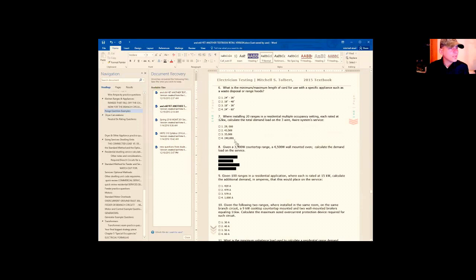If you had a question just like that with a 3,500 watt countertop range and a wall-mounted oven, what would be the demand load on the service for those 2 ranges? And that's kind of picking up where we left off the other night. So it's just another example of a service calculation.